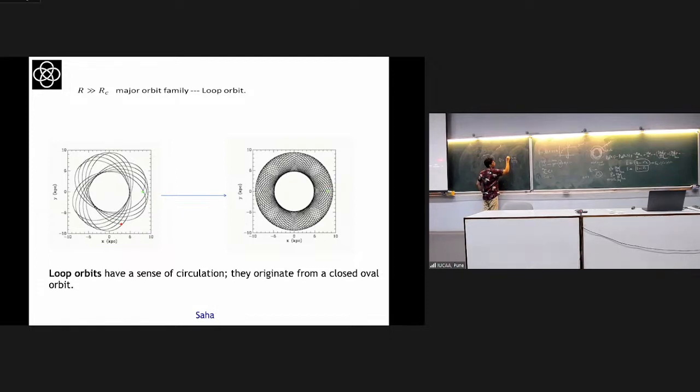j equals 1 to m, i not equal to j, right? Correct. So this is what it means. Is that the meaning of this?